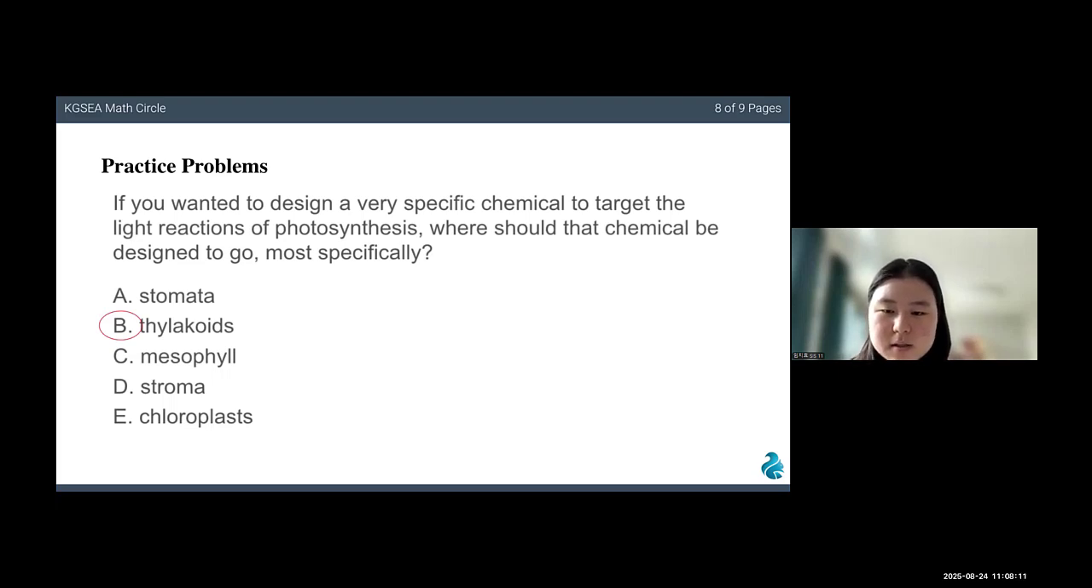This is where photosystems, protein complexes that capture light, the electron transfer chain, and ATP synthase are all located. These structures work together to convert sunlight into ATP and NADPH. Therefore, if you wanted to design a chemical that specifically interferes with the light reactions, you would need to target the thylakoid membrane, not the stomata or mesophyll.